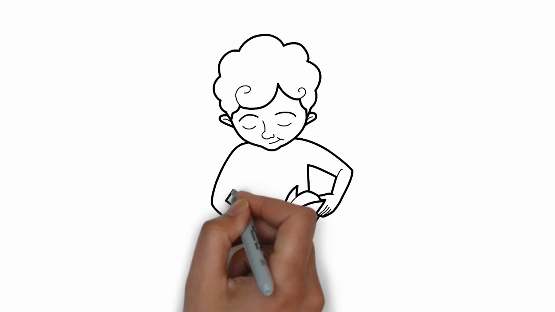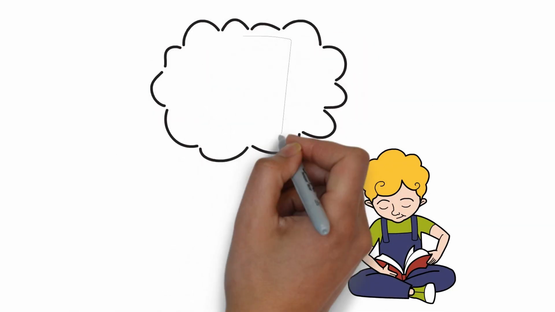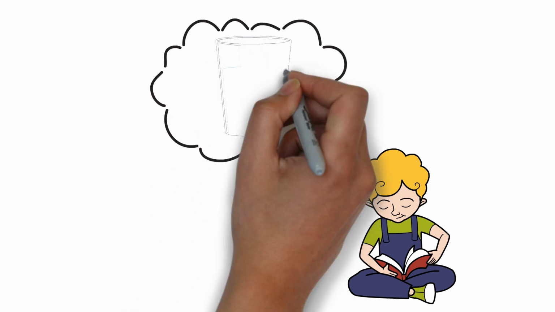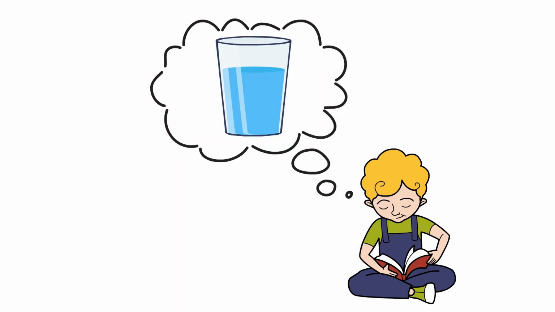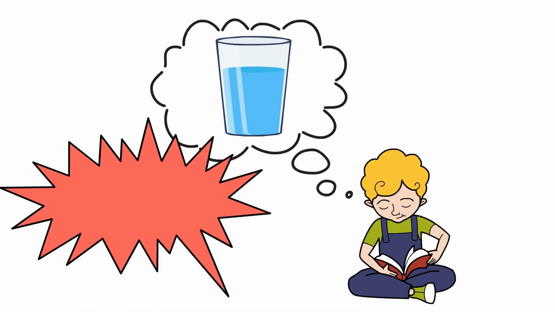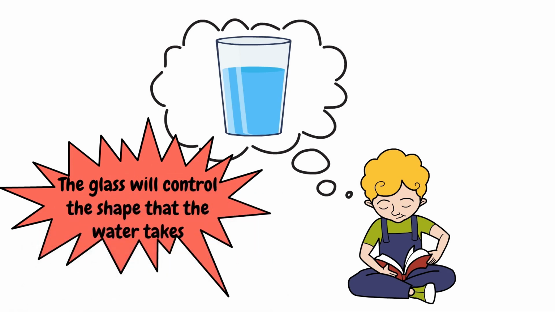To illustrate this idea, water that is confined within a glass will adapt to the shape of the glass. It will not be able to choose its own shape while it is contained within the glass, because the glass controls the shape that the water takes.